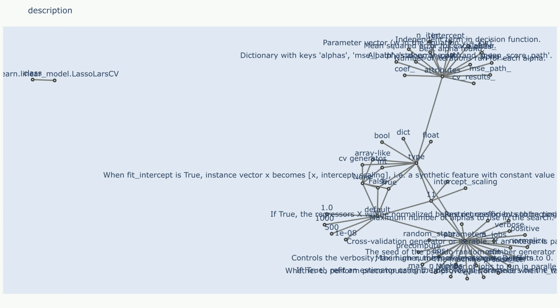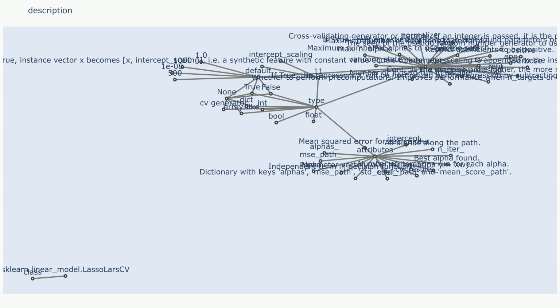Considerations. Computational complexity. While Lasso is efficient, the computation of the regularization path might still be computationally expensive for very large datasets. Assumptions. Like other linear regression methods, LassoCV assumes a linear relationship between features and the target variable.